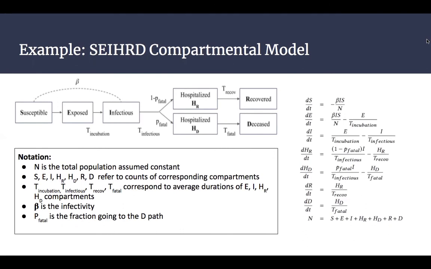This model comes with transition dynamics that govern how the compartmental counts change over time. Skipping over the details, the main thing to remember here is that there are a few important parameters. For example, infectivity rate, which is essentially how many people an infectious person could infect in a day. The others are the probability of death versus recovery and the average durations of the compartments.